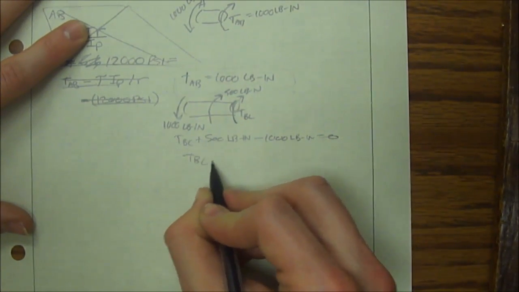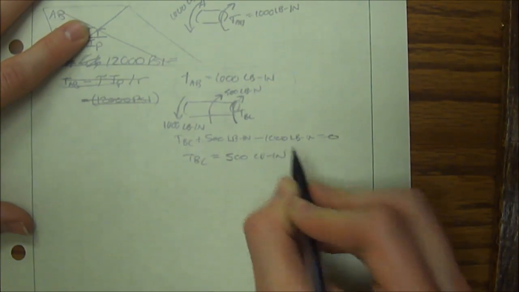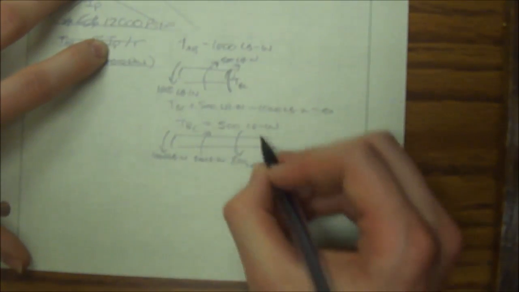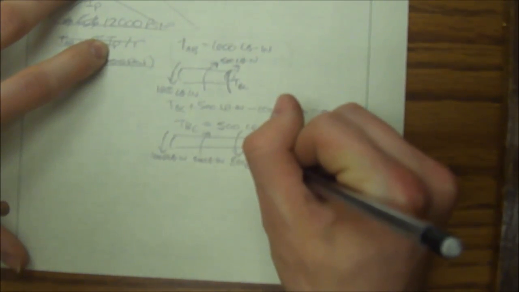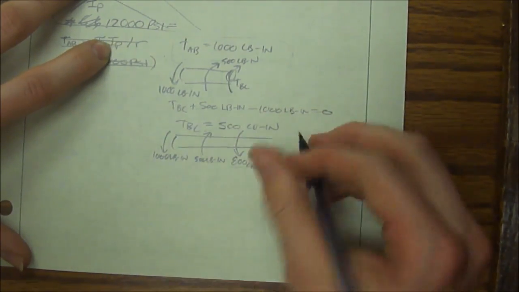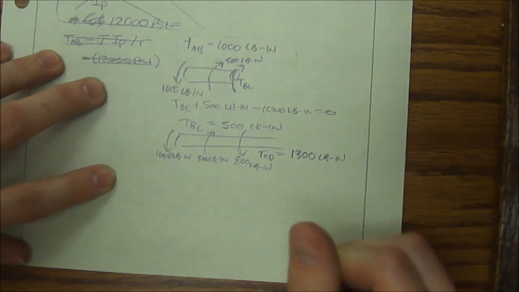And you saw that for TBC, and that gives you 500 pound-inches. You can continue on for these next two. I'll do them quick. I see now I have to counteract both of these added to there. So I know my TCD has to be 1,000 plus 800 minus 500, and that's going to give me 1,300 pound-inches.